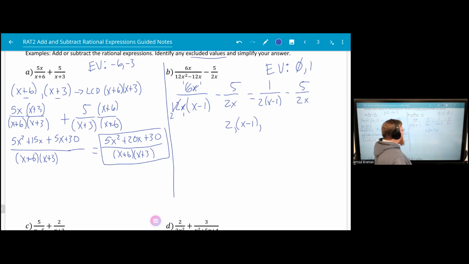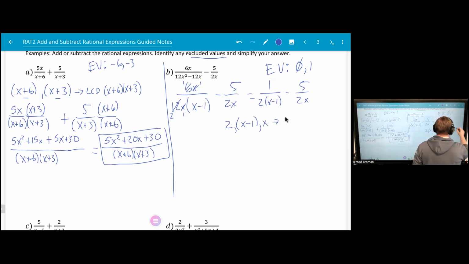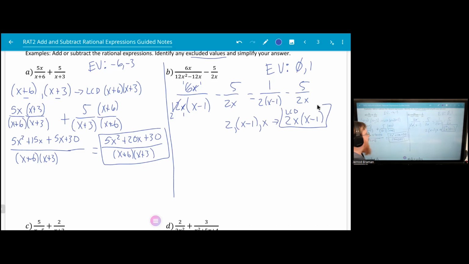And x, which makes our LCD, if we multiply these things all together, we end up with 2 times x minus 1. This is our LCD right there: 2x times x minus 1. So we need to end up with both rational expressions having denominators of 2x times x minus 1.